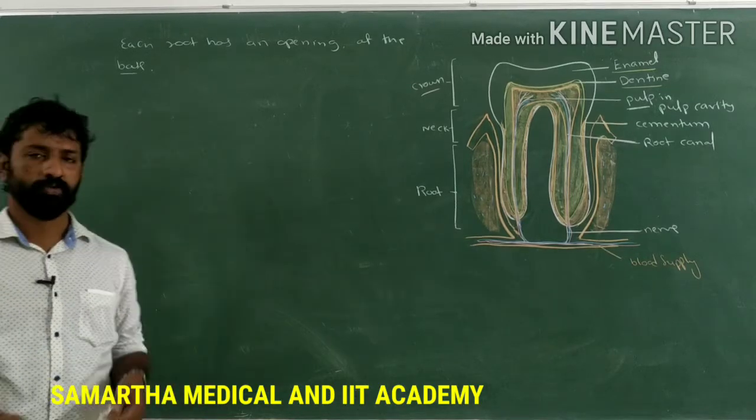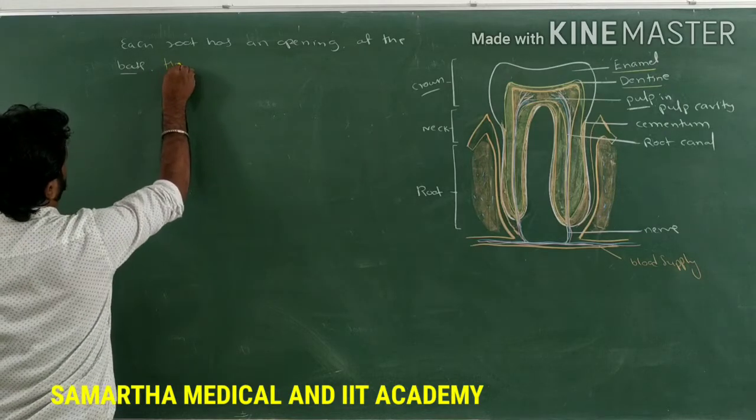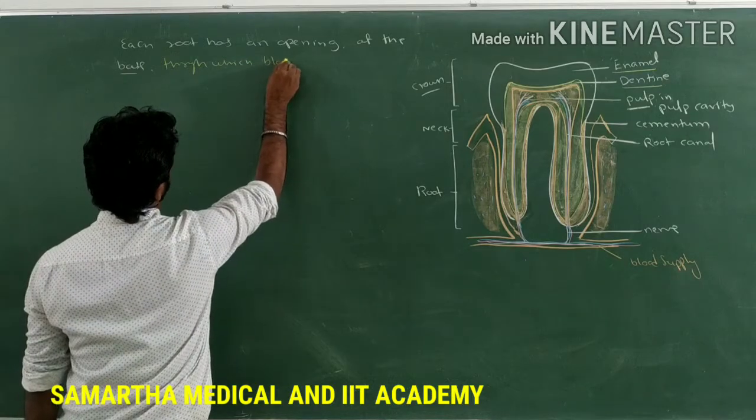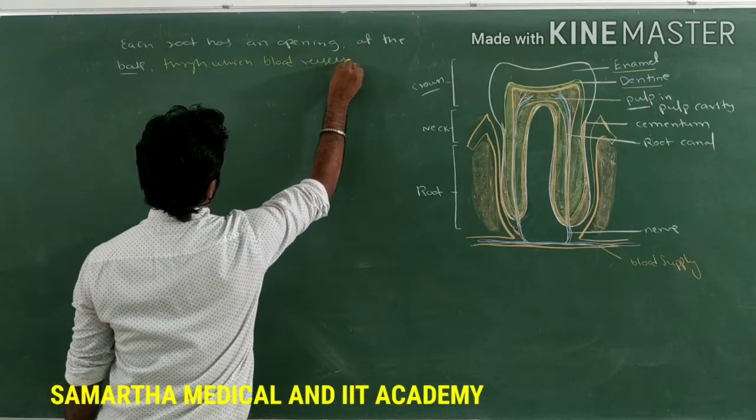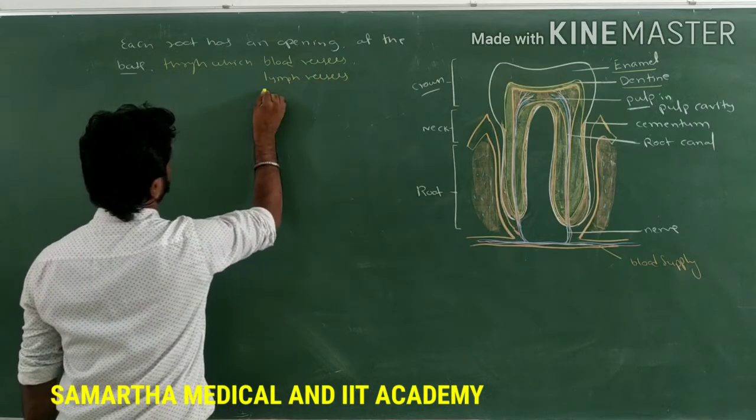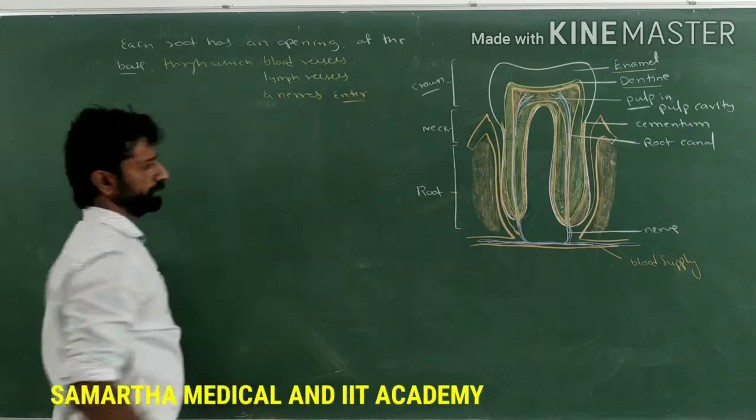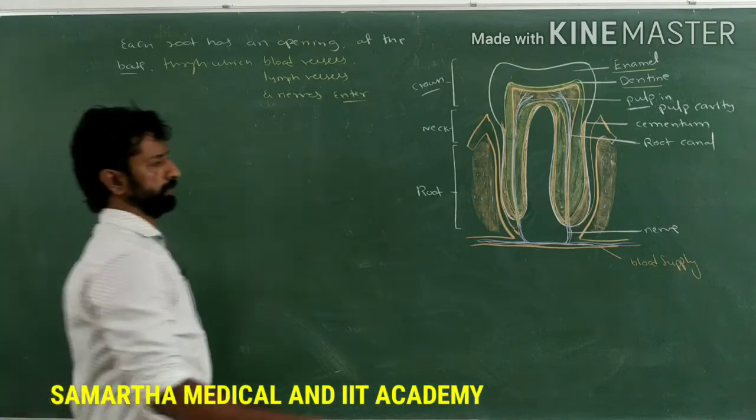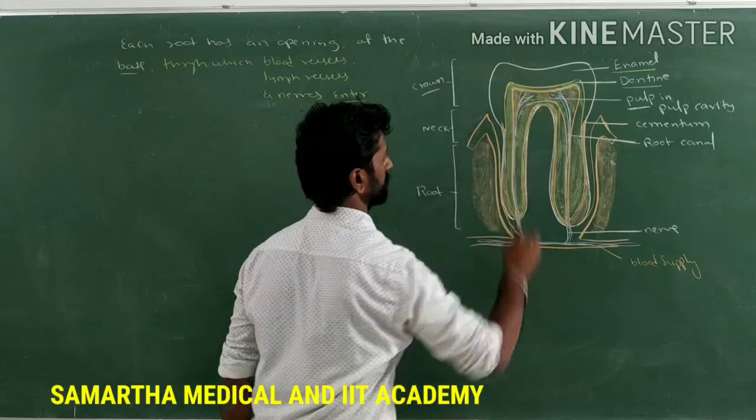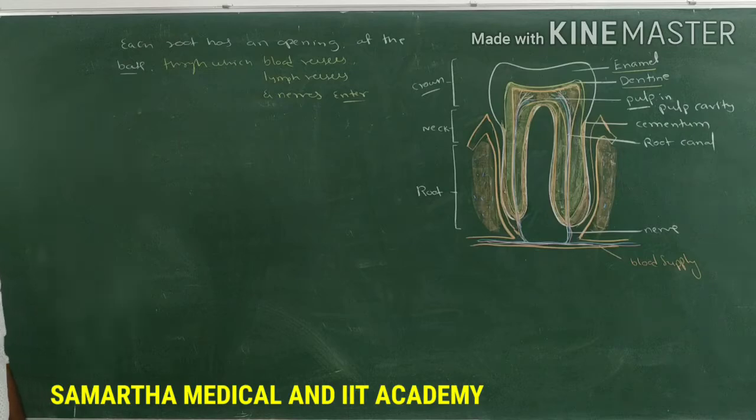Each root has an opening at the base through which blood vessels, lymph vessels and nerves enter into the tooth. So at the base of the root there is an opening through which the nerve and the blood vessels enter into the pulpy cavity or pulp of that tooth.